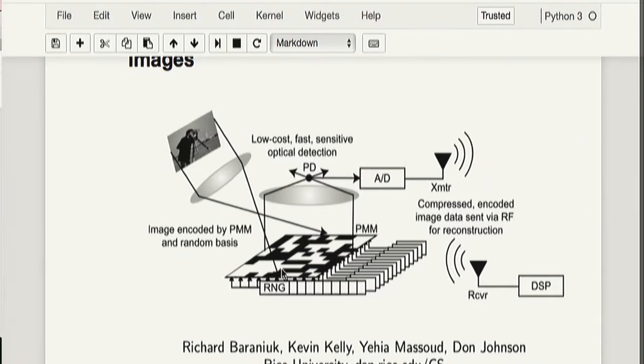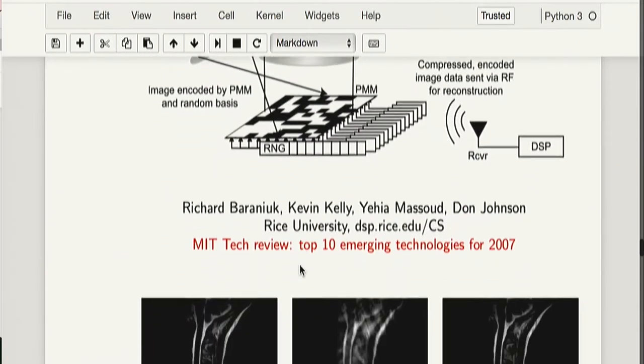If you use a camera today, that camera is following the Nyquist theorem. This means it is reading the picture that it's trying to photograph with a Nyquist rate, okay? But if you start putting these kinds of filters in the camera, then you can do it from the compressed sensing point of view, okay? So a lot of people are working right now on this.